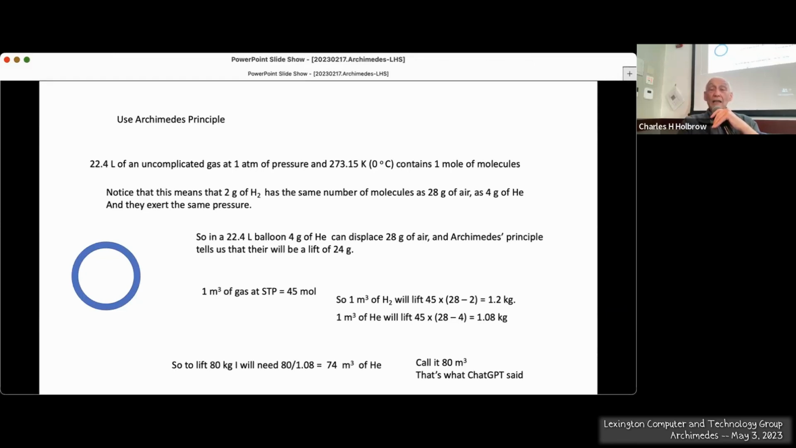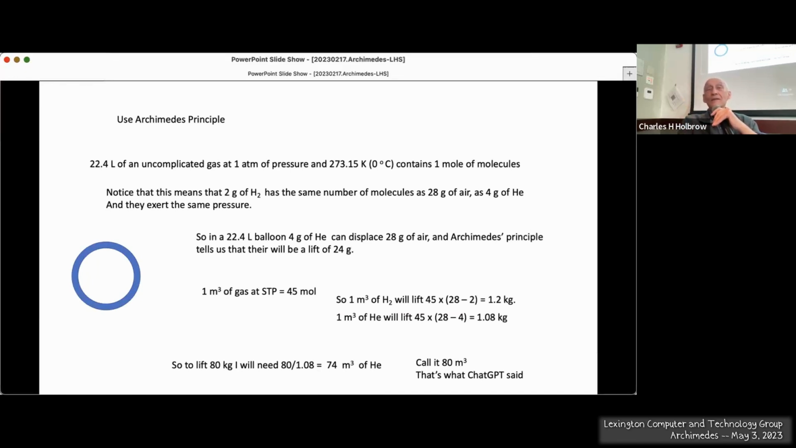And so to lift 80 kilograms, I'm going to need about 80 divided by 1.08. ChatGPT just used 1, which is what I would do in class, so I give it full credit for doing that. And I get 74 cubic meters, but it's not that precise already. Let's call it 80 cubic meters. And that's what ChatGPT said. So yes, good ChatGPT.